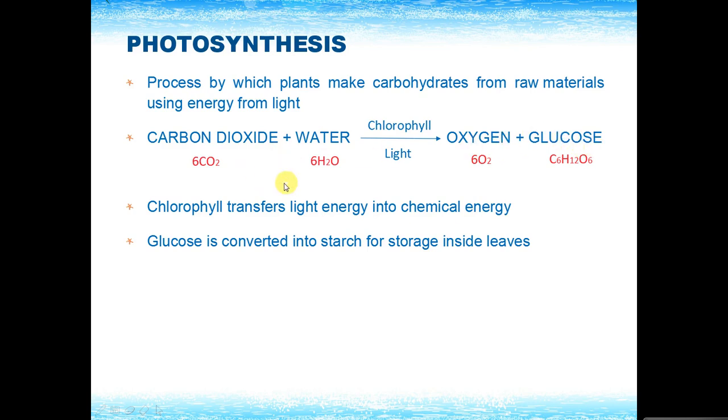Now, for those that are taking the extended curriculum, you need to know a bit more than that and know the chemical equation. So it's 6CO2 plus 6H2O making 6O2 and C6H12O6, which is glucose. The role of chlorophyll is to transfer light energy into chemical energy, which is present in glucose. And once that is done, glucose is converted into starch for storage inside leaves.